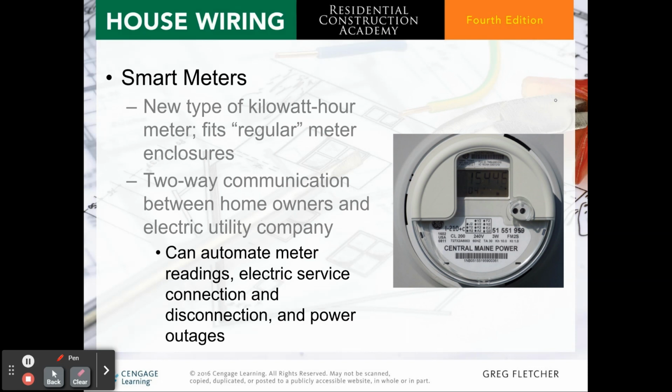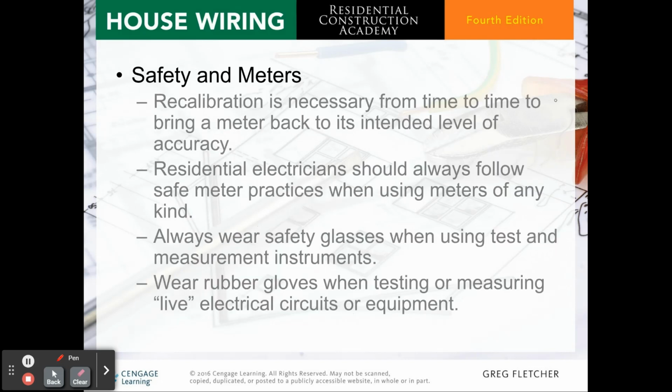Smart meters are a new type of kilowatt-hour meter. It fits right into the regular meter enclosures. It allows two-way communication between homeowners and the electric utility company. It can automate meter readings, electric service connection and disconnection, and power outages.